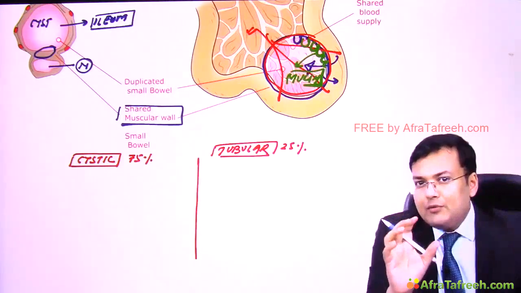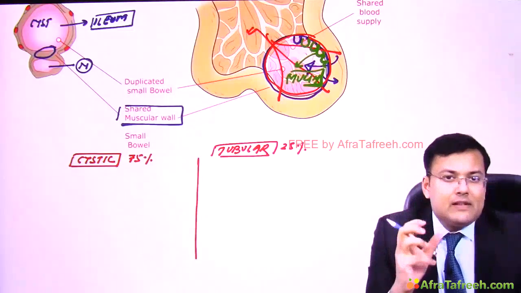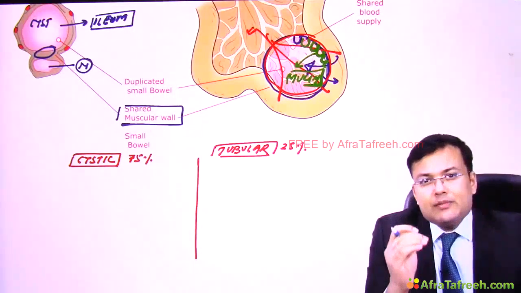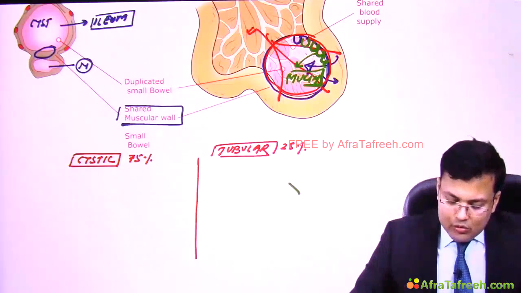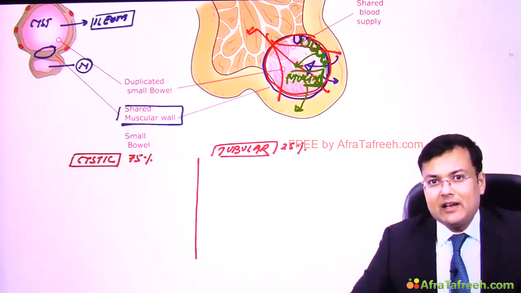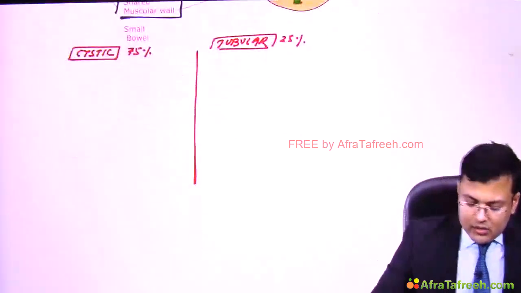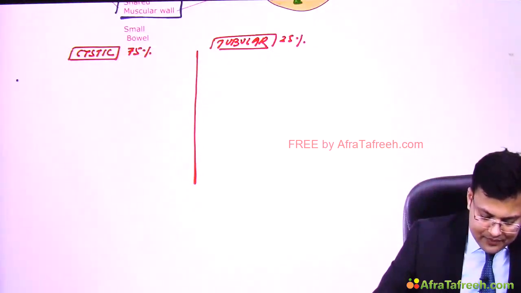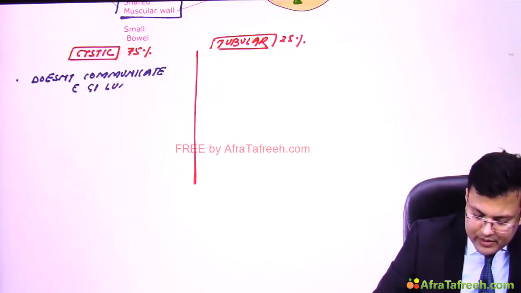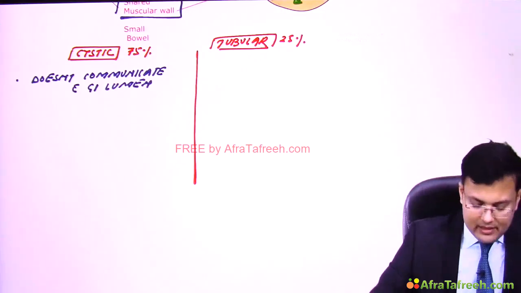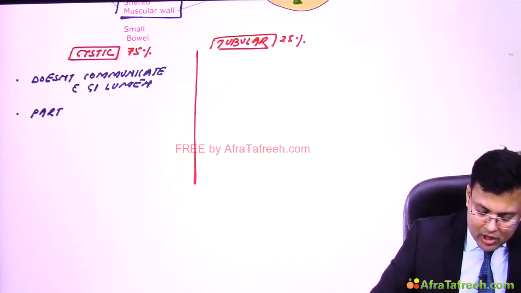So what happens over a period of time? There is production of mucin, and this mucin keeps on collecting within the cyst. And if mucin keeps on collecting within the cyst, what happens? The size of the cyst is going to increase, and it is going to compress the lumen of the bowel. So it leads to partial small bowel obstruction. Clear? So related to cystic duplication, first, it doesn't communicate with the gastrointestinal lumen. Okay, and it leads to partial small bowel obstruction.